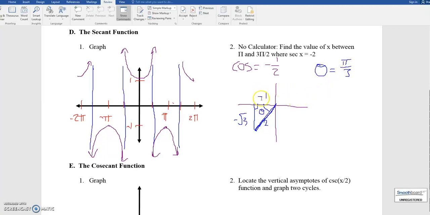But I want to think through measuring in standard position, so I'm going to start along the x-axis and measure this way. This is pi radians, or 3 pi over 3 radians, right? 3 pi over 3 reduces to pi. So 3 pi over 3 radians plus another pi over 3 radians gets me 4 pi over 3. And that's really the answer that I want.